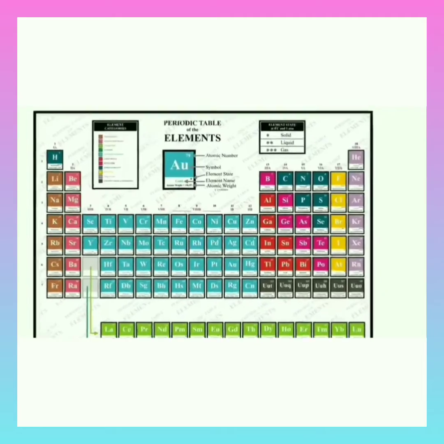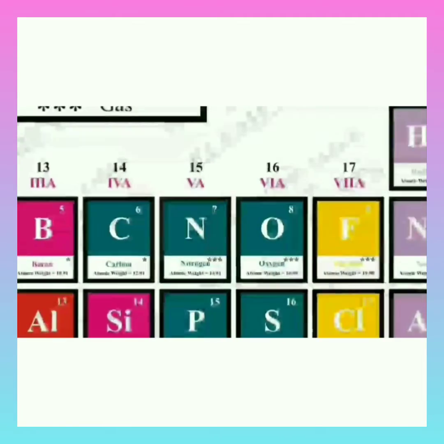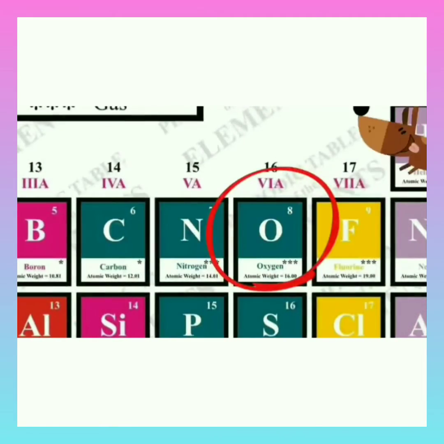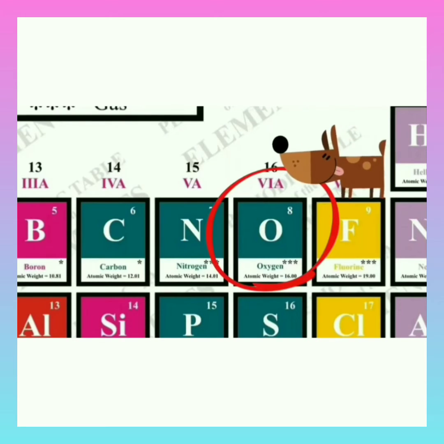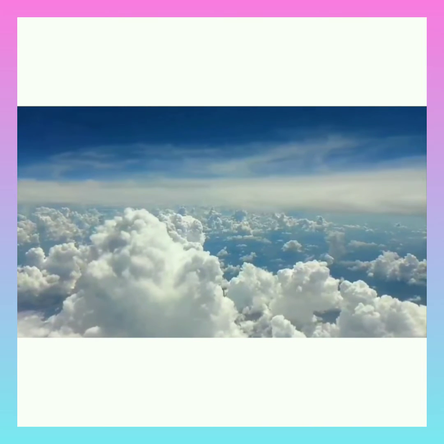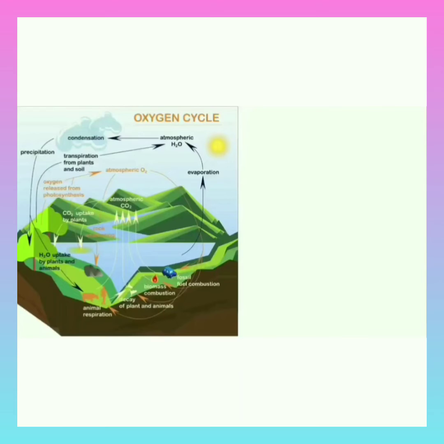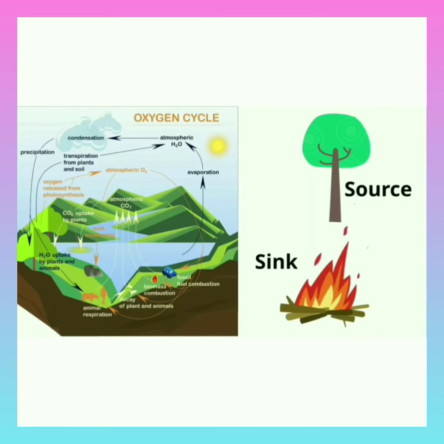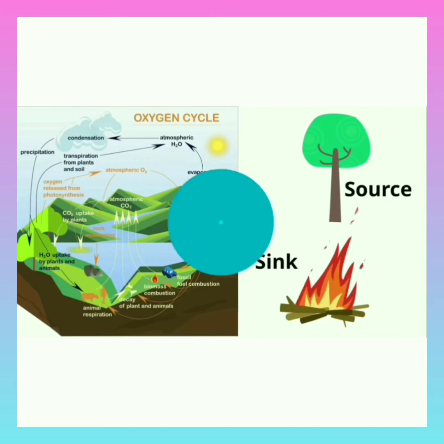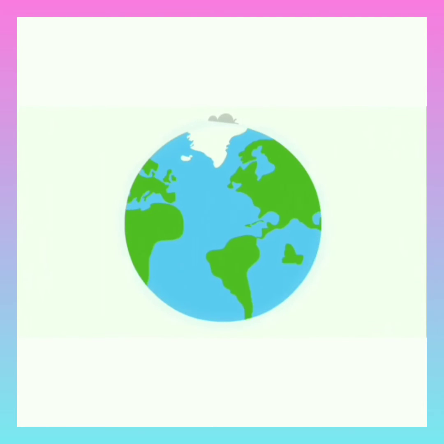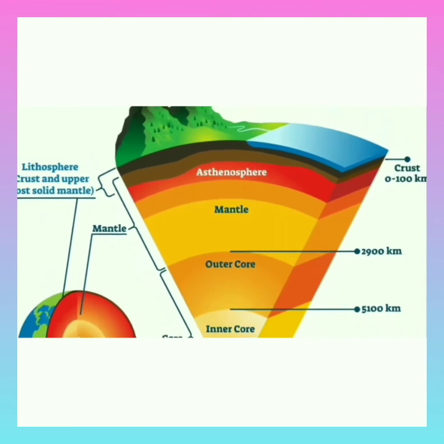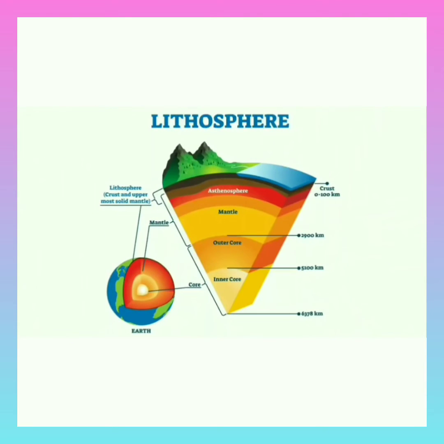The oxygen cycle involves the movement of oxygen between biotic, which are living factors, and abiotic, which are non-living factors. The oxygen cycle maintains the levels of oxygen in our atmosphere. Processes within this cycle are considered either a source, which is oxygen production, or a sink, which involves oxygen consumption. But first, where do we find oxygen on Earth?